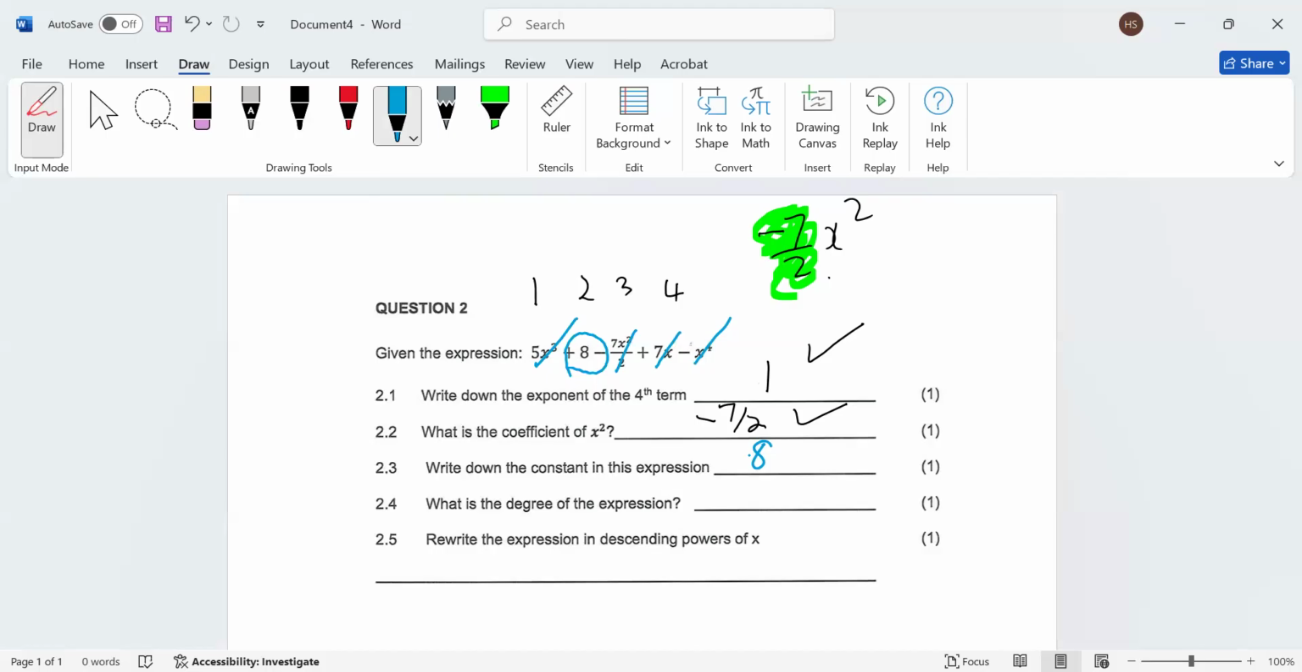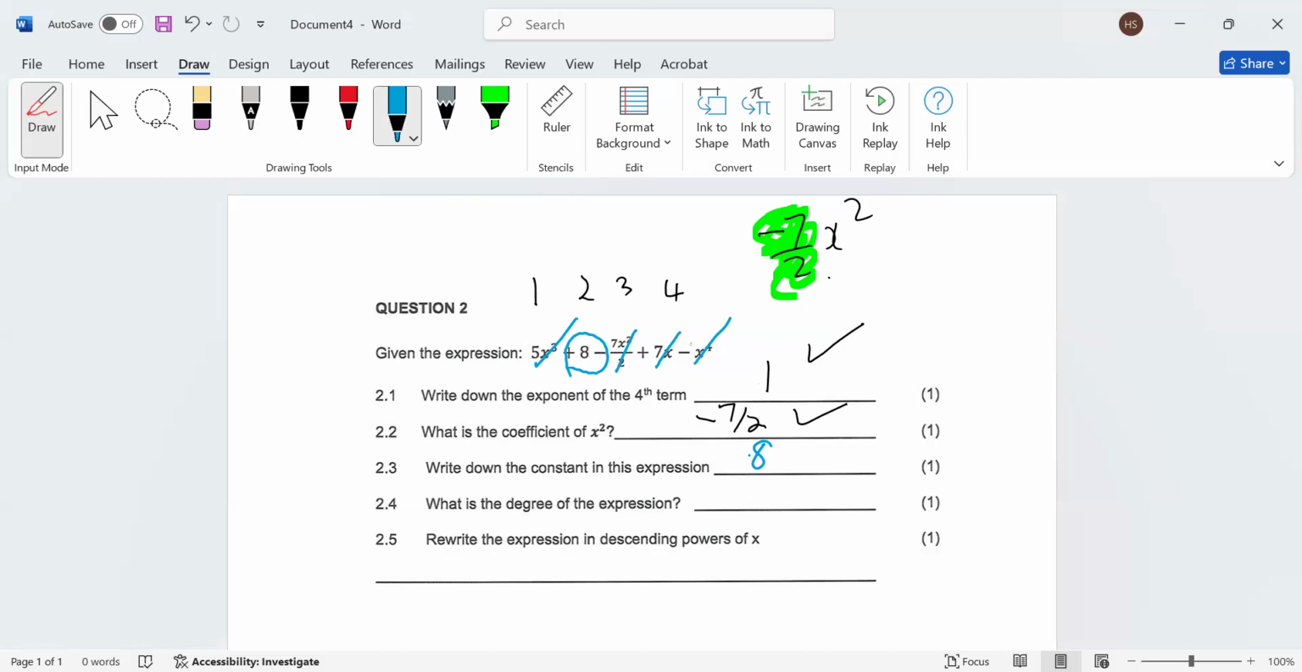Next, what is the degree of the expression? So you're going to approach this question in what way? If they say, what is the degree? What is it that we're going to look for? What should they look for? The number with the highest power of x. The number with the highest power of x.